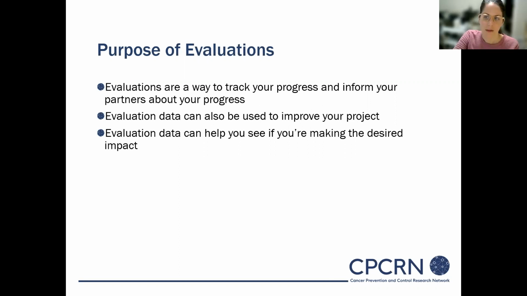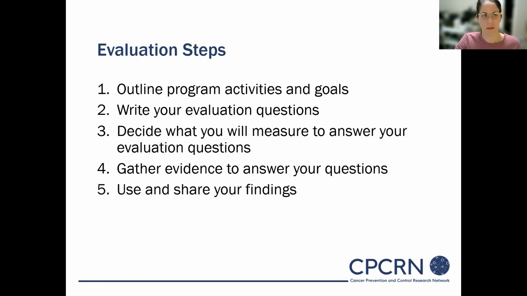Evaluation data can also be used to improve your project, and it can help you see if your project's making the desired impact. So I'm going to talk about 5 steps today to writing our evaluation plan. The first step is to outline what you already know, such as your program activities and goals. And then using that information, we'll write evaluation questions. In step 3, we'll talk about how to decide what to measure to answer those questions. Step 4, we will discuss gathering evidence to answer those questions. And then last but not least, we'll briefly talk about how to share and use your findings.